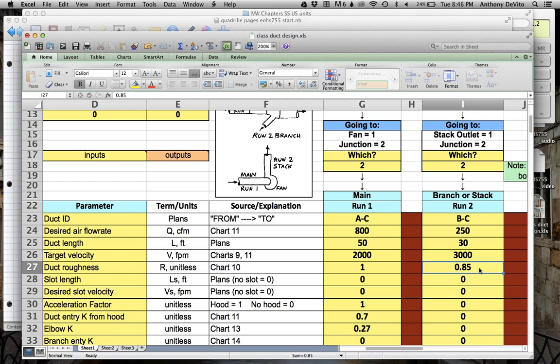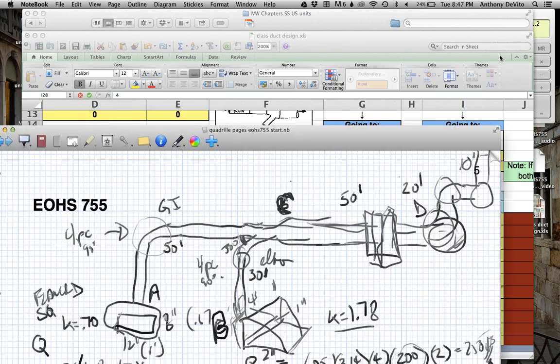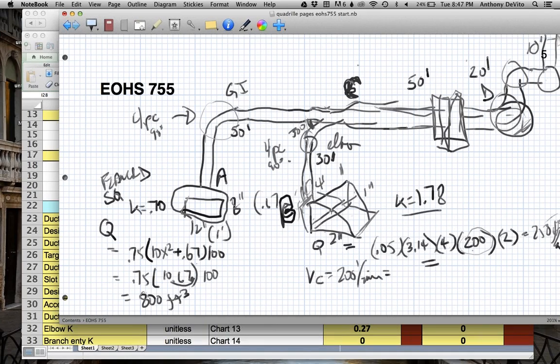Okay, so what is our duct roughness factor? Galvanized iron? 1. Okay, well, no, there's no slot, so that stays 0. I'm sorry, there is a slot. Yep. Okay, so we got a slot. What's the length of the slot? 4 feet. Right? Remember, there's a slot. You remember there's a slot at the back of this hood. Right? See the slot back there?